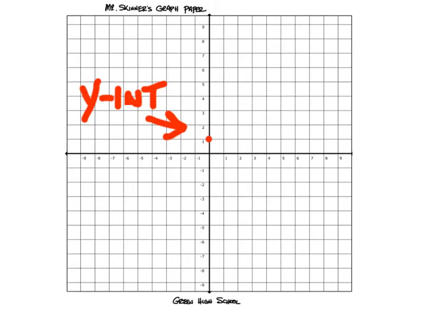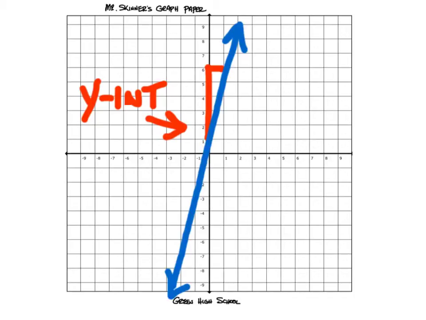This is your y-intercept. It's at positive 1. Yeah, positive 1. And your slope, you're going to go up 5 and then to the right 1, and then draw the line through it.